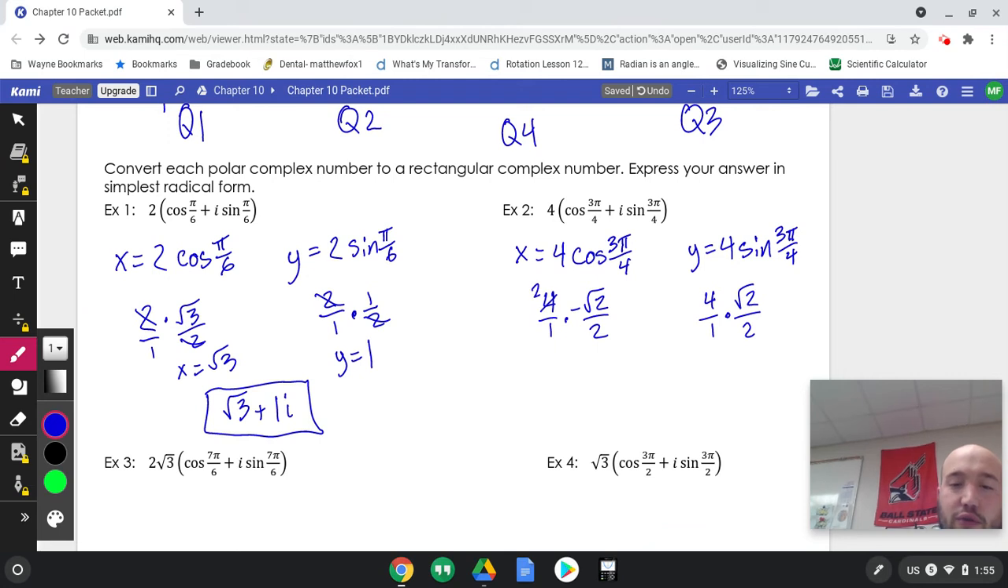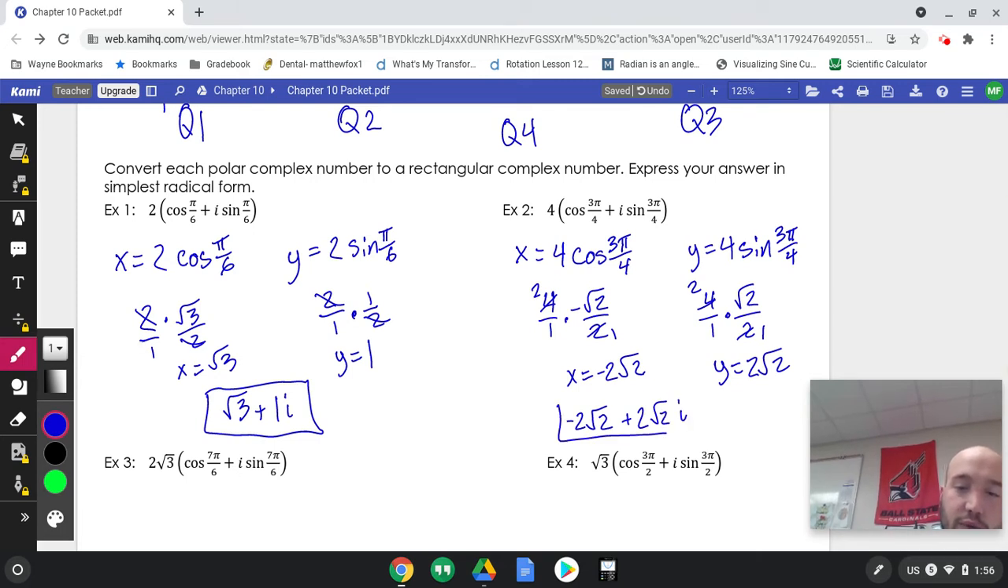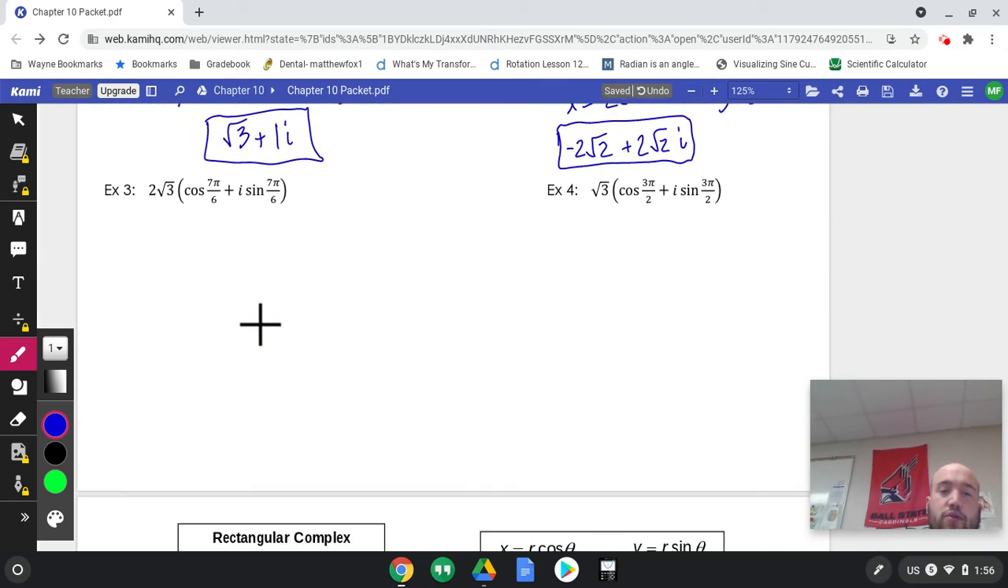Now if we think about it, 2 goes in 4 twice, goes in 2 once. So for x, you'll get negative 2 square root of 2. For y, you'll get positive 2 square root of 2. And whoops, that's a little sloppy there. But if we add the i on at the end, we will be done. All right, 2 more. Same approach.